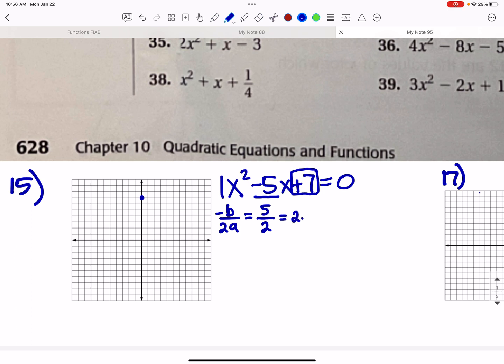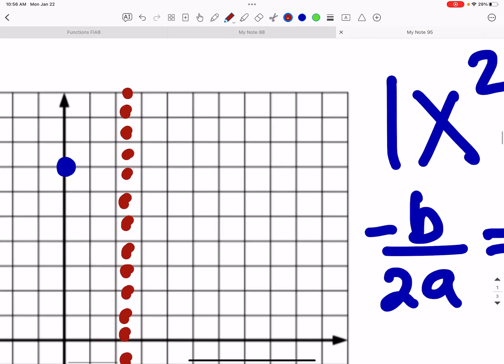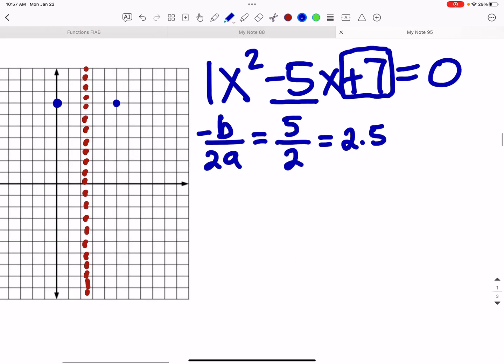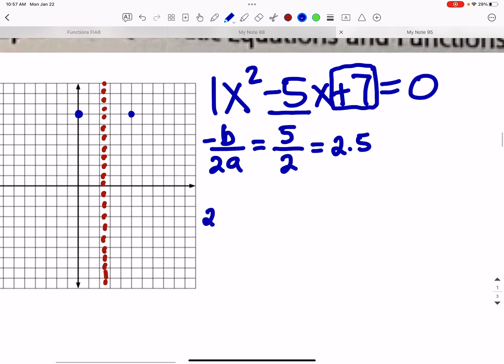So the middle is at 2.5, which is right here. 2.5 is right there, right in between 2 and 3. So the middle's at 2.5. If that's the middle, I know that this guy must be right there too. Okay, so let's plug in 2.5. Let's figure out where this graph actually goes. I know I want to put the vertex somewhere, and this vertex is going to be at 2.5, so I'm going to plug it in.